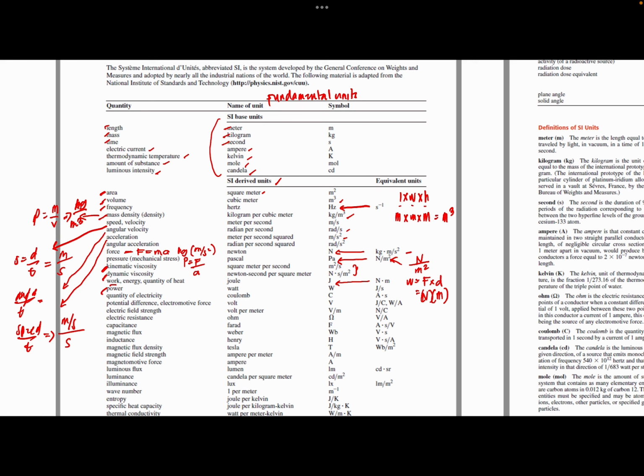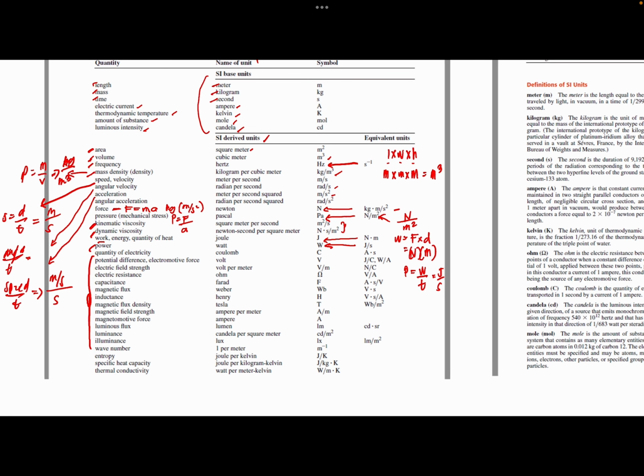For power naman, ano bang definition ng power? Power is the amount of energy transferred per unit time. So, power is energy, or that is also work over time. Ang unit ng work is joule, time naman is second. So, the unit for power is joules per second, or that is also equal to watts. Okay? So, itong mga to, pag-aralan nyo na lang. Hindi naman yan masyadong ginagamit.